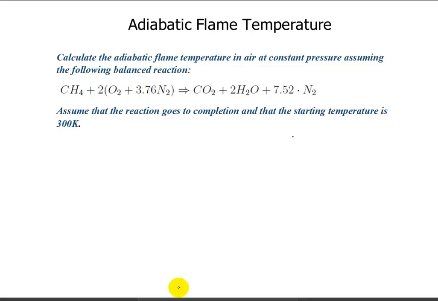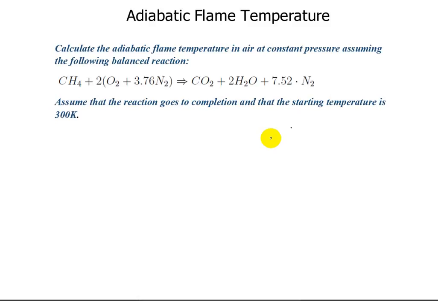Notice that the nitrogen appears on both sides of the equation and in the same amounts. We can't just remove it from consideration because it's inside the adiabatic combustor and it's one of the molecules that will heat up. It's important to write the reaction because the flame temperature depends on exactly what molecules are present on the product side, this side, at equilibrium.